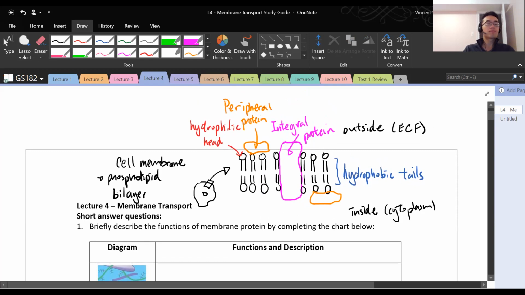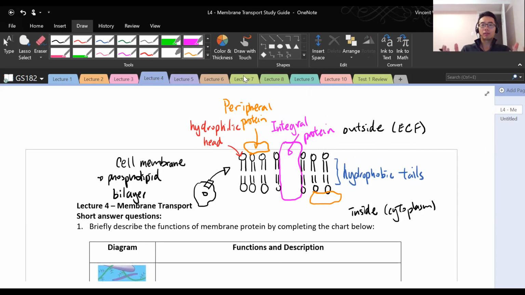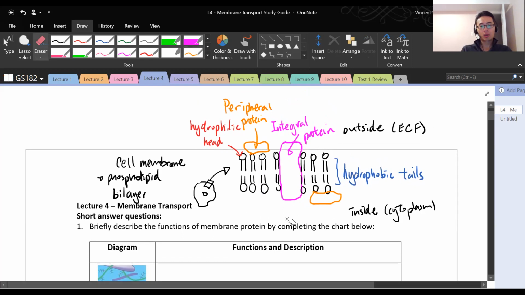Okay, and their function might vary depending on the type of protein that you find. But this classification, integral or peripheral, is not a category based on function. It's a category based on how it is inserted in the membrane. If it goes all the way through, integral. If it's just attaching on either the outside or the inside, peripheral.